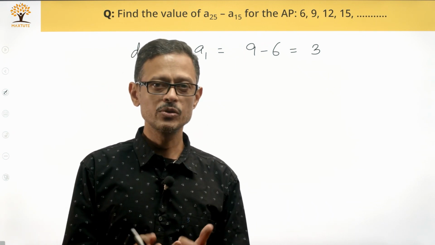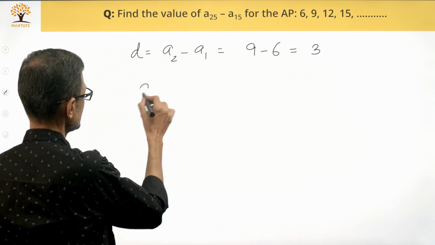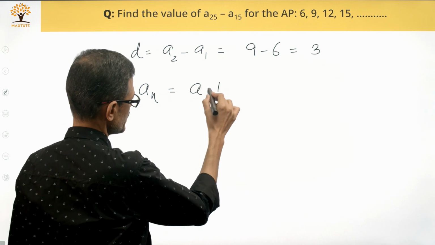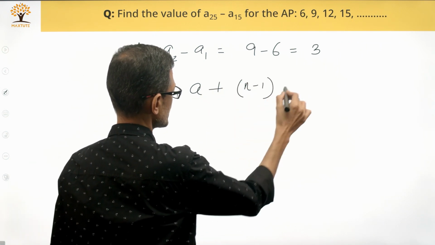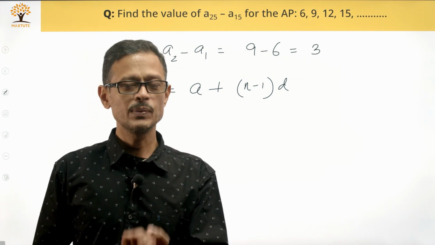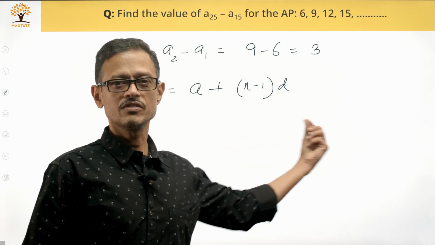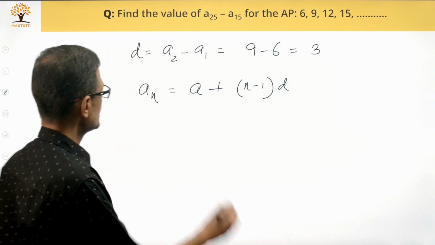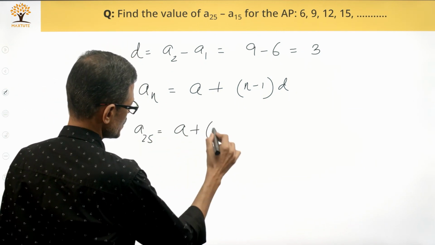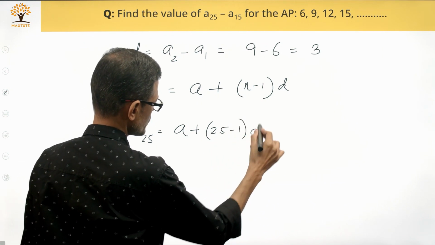What formula are we going to be using? We're going to be using the formula to compute the nth term of an arithmetic progression. Nth term, an, is equal to the first term a plus n minus 1 times the common difference. Let's write A25 and A15 in terms of the first term and this common difference. So the 25th term, A25, will be equal to a plus 25 minus 1 times the common difference.